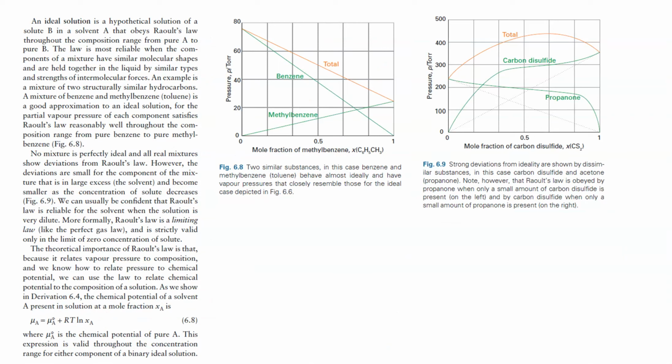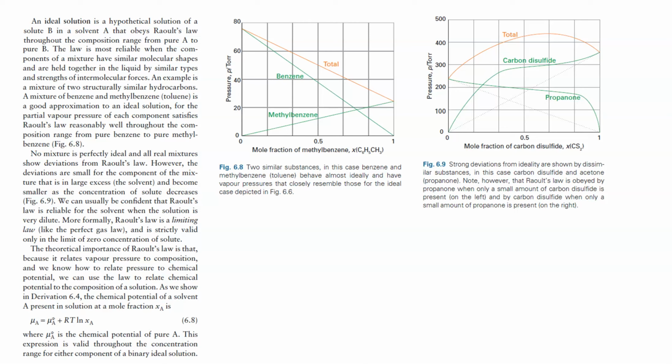An ideal solution is a hypothetical solution of a solute B in solvent A that obeys Raoult's law throughout the composition range from pure A to pure B. The law is most reliable when the components of a mixture have similar molecular shapes and are held together in the liquid by similar types and strengths of intermolecular forces. An example is a mixture of two structurally similar hydrocarbons.